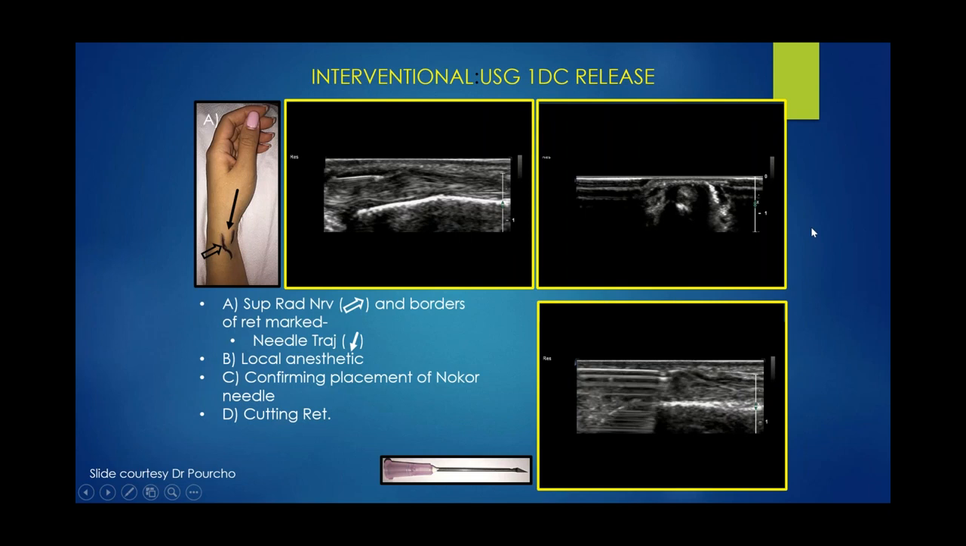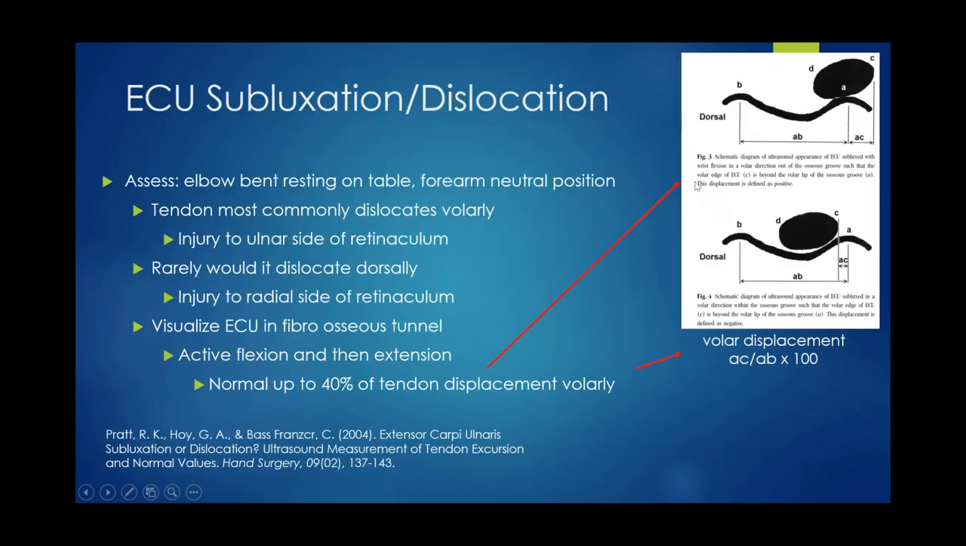The extensor carpi ulnaris, in addition to becoming entrapped or causing stenosing tenosynovitis, can also dislocate or sublux. This usually involves injury to the overlying retinaculum through a forced supination-pronation maneuver, as may be seen with activities such as tennis. The patient would complain of painful snapping along the ulnar aspect of the distal forearm or wrist area. It's best or most easily evaluated with ultrasound by having the patient place their elbow on the table or any examination surface. The forearm would then be facing the ultrasonographer or person performing the study.